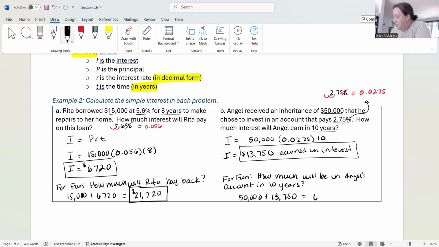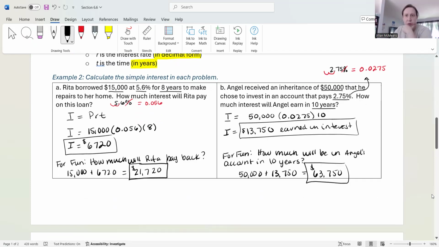So he would have $63,750 in his account in 10 years. Okay. So that is how you calculate just really basic, simple interest. Okay. Now, I think we've got one more example.